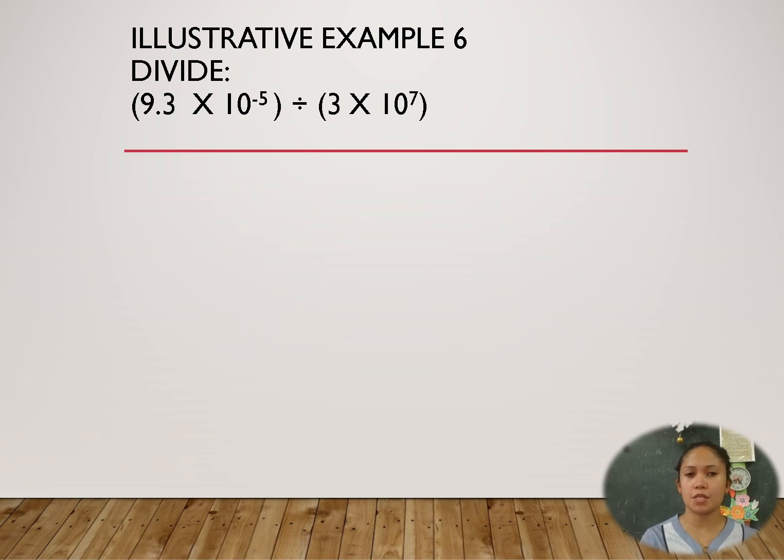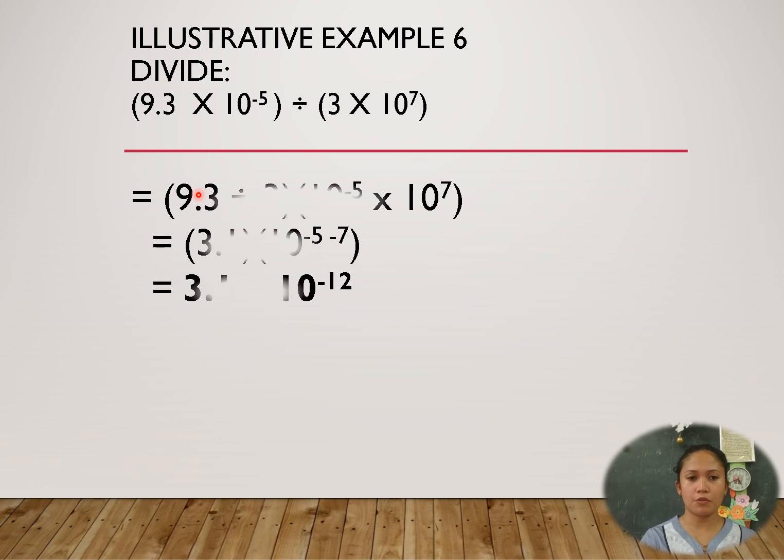Illustrative example number 6. 9.3 times 10 to the power of negative 5 divided by 3 times 10 to the power of 7. Take note that the operation here is division, so we can apply the quotient of a power. So simplifying, we have the first factor here, 9.3, divided by the first factor of the second scientific notation, 3. So that is 9.3 divided by 3 is equal to 3.1.